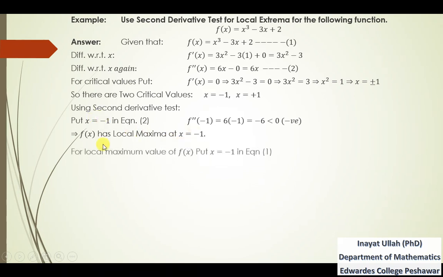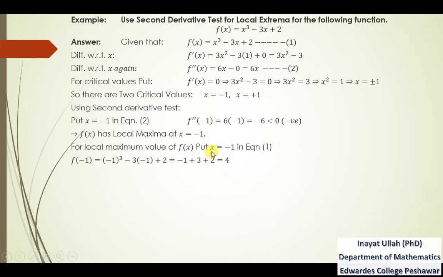Now what is that local maximum? Put x equal to minus 1 in the given equation to get the local maximum value of the function. The local maximum point is x comma f of x, where x is equal to minus 1 and f of x is 4. So that is the local maximum point on the curve.